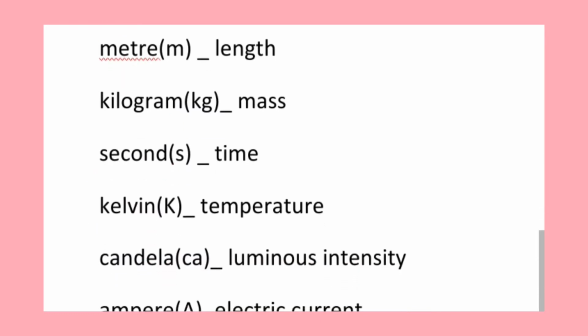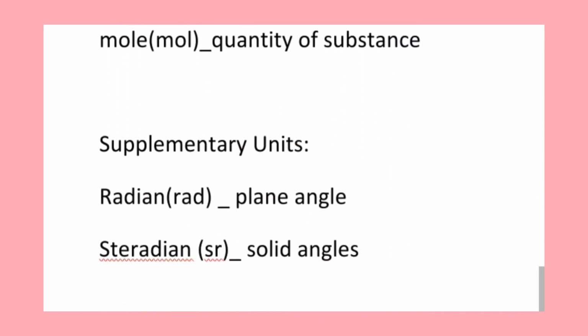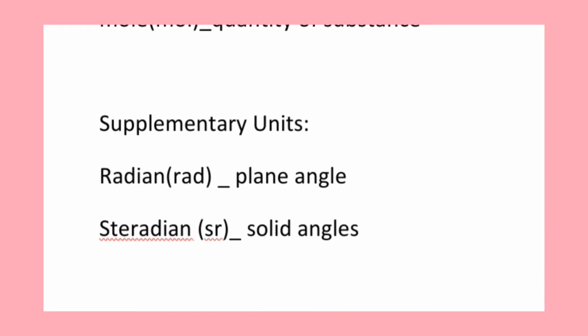And as we move further to supplementary units, there are two supplementary units. For plane angles, we use radian to measure. Radian is the unit. For solid angles, steradian, right? So these are the supplementary units.